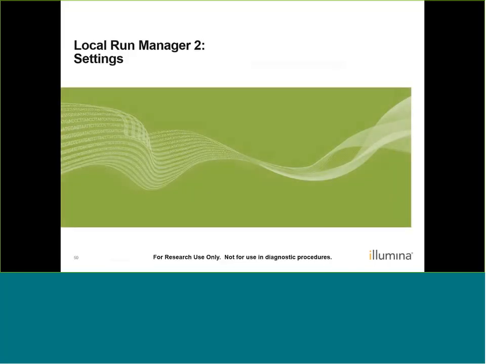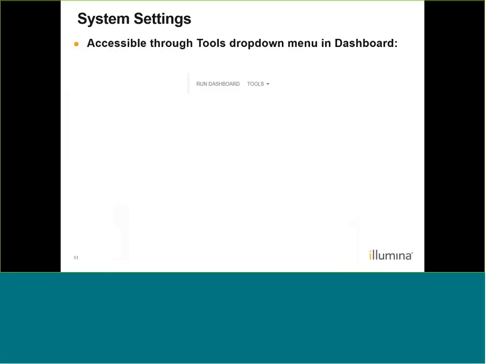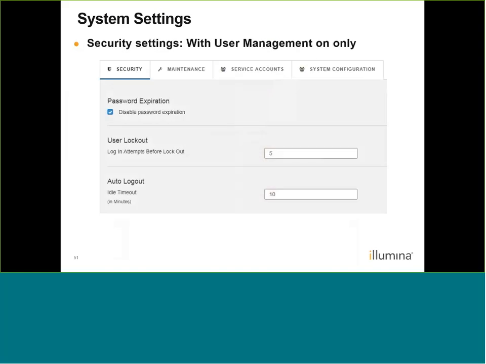Let's talk about a few important settings. Through that Tools drop-down menu in the dashboard, you're going to see a few options. Here we'll get to the System settings. When you open that, you'll see a few different tabs. If you have user management turned on, you'll see different security options where you can change things like password expiration, user lockouts, and so on.